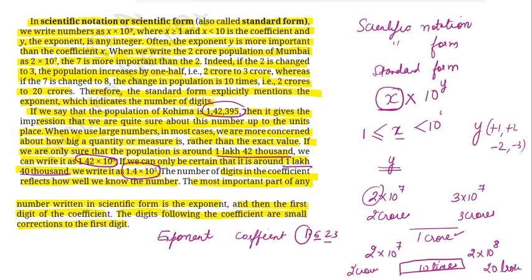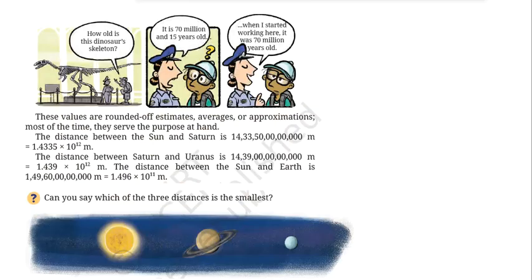उसके बाद ये, उसके बाद ये, उसके बाद ये, right? So you know order. So the digits following the coefficients are small corrections to the first digit.